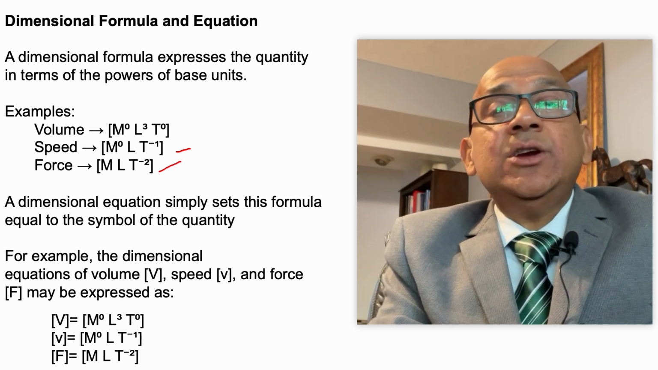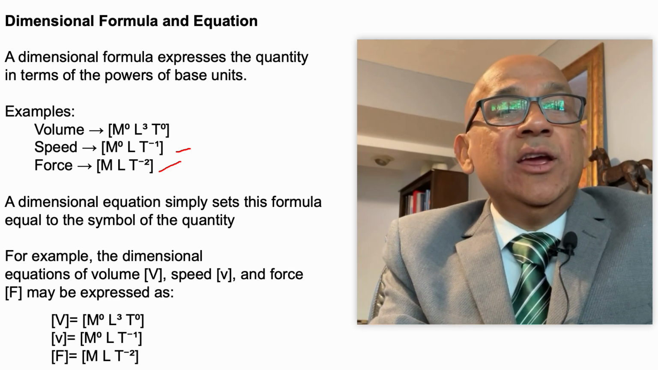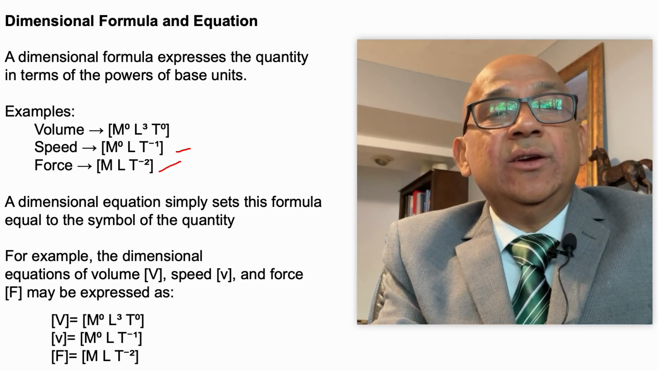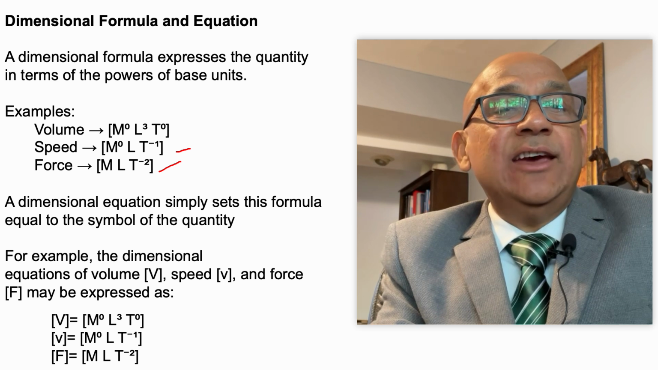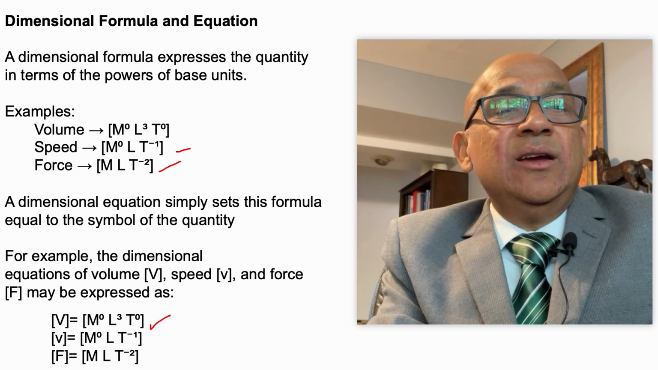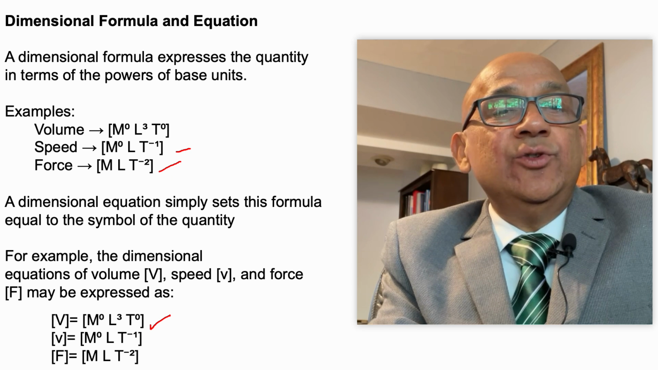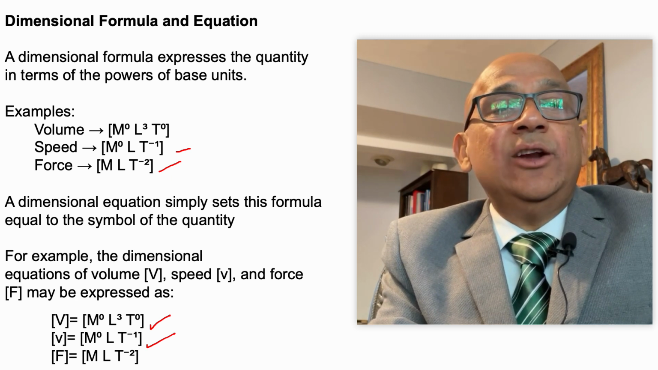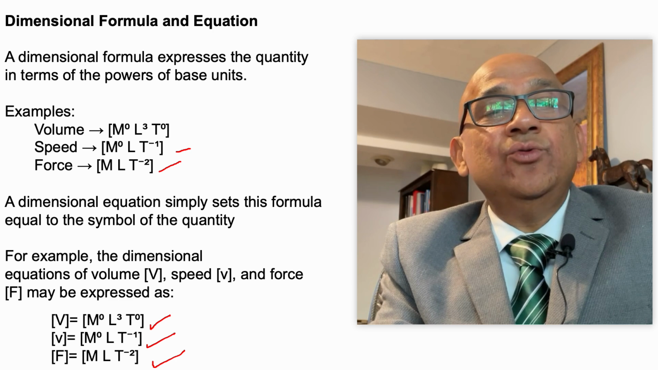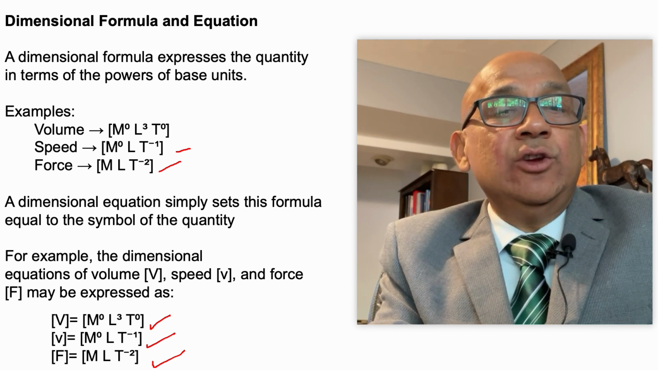A dimensional equation simply sets this formula equal to the symbol of the quantity. For example, the dimensional equation for volume, speed and force may be expressed as V equals M0 L3 T0. Then velocity small v has the dimensions of M to the power of 0, L to the power of 1 and T to the power of minus 1, and force has M L T minus 2. So, these are called dimensional equations.